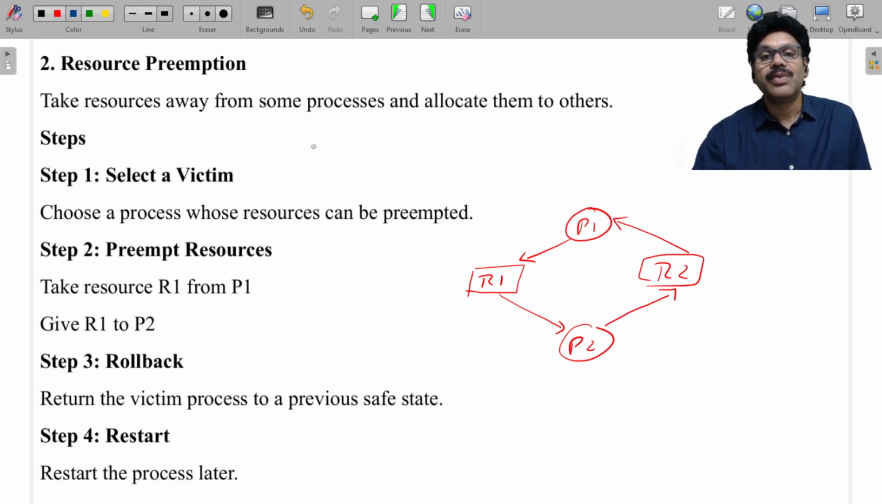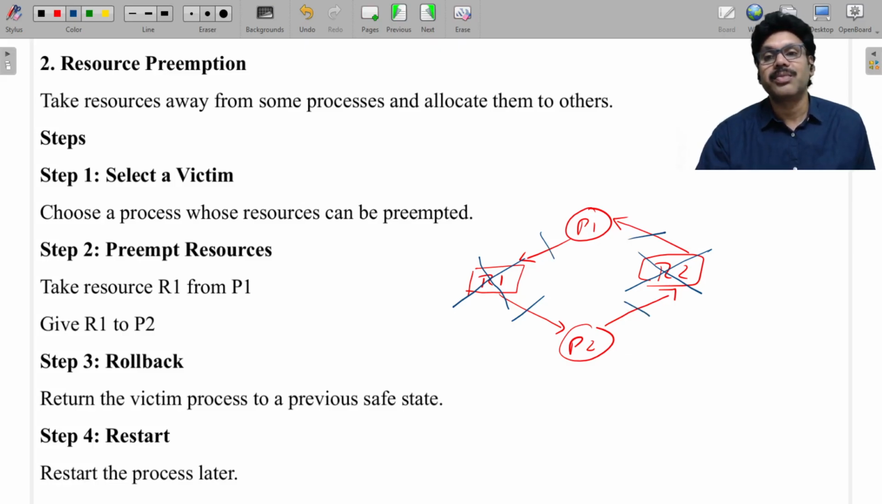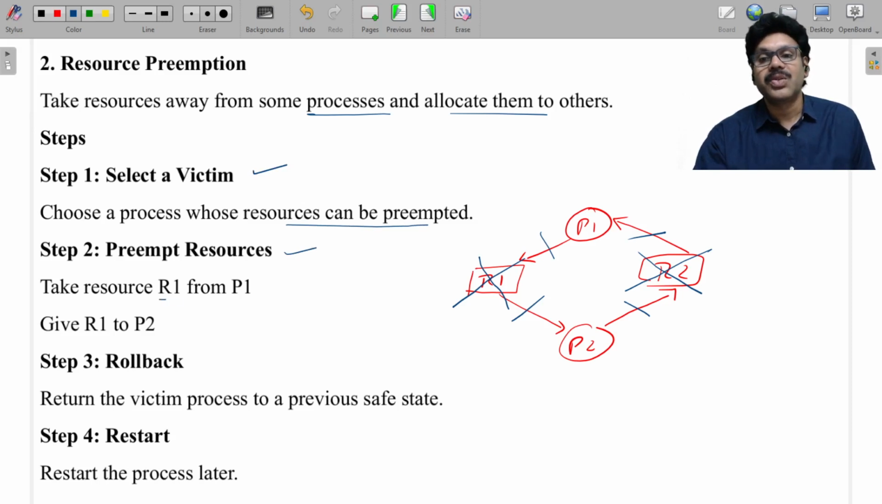In this case, we will preempt the resource. The earlier method targeted a process, but this method targets a resource. If you take that resource away, the cycle is removed. Then the deadlock cycle is removed. So take a resource away from some processes and allocate it to others. The steps are: select a victim, choose a process whose resources can be preempted, and preempt resources. Take resource R1 from P1 and give it to P2. So this is one way.